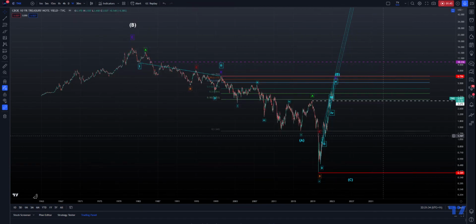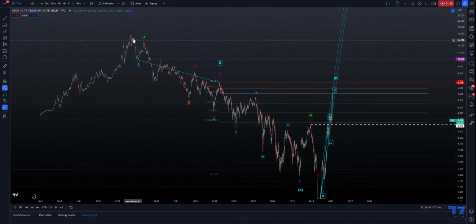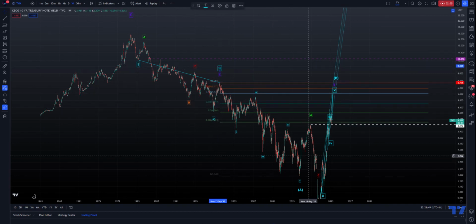So this is the count that I have here, right? Since the top of 1981, I believe the first move down was a zigzag wave one. Then we had an A, B, C, D, E for wave two. And then the wave three, I believe, is still currently in progress.